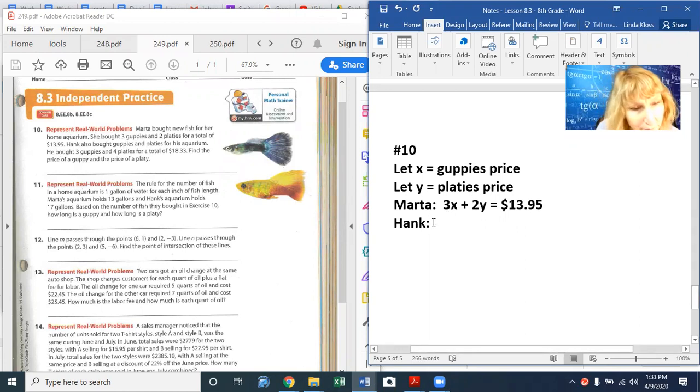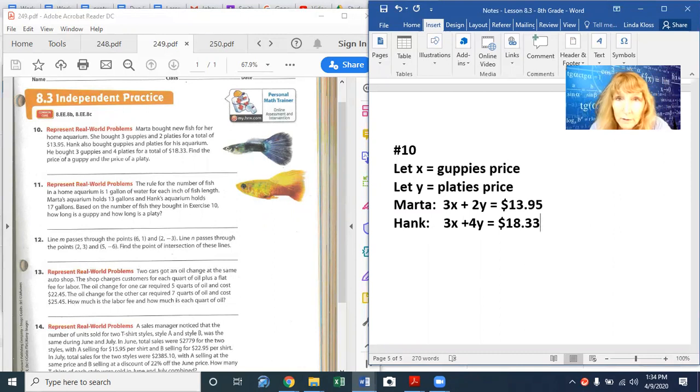Okay, let's do Hank. Hank bought 3 guppies, so 3 guppies times the price of the guppies, plus how many of the platies did he buy? 4 platies times the cost of the platies, and he spent a total of $18.33. So you now have your system of equations right here. You're going to be solving this.